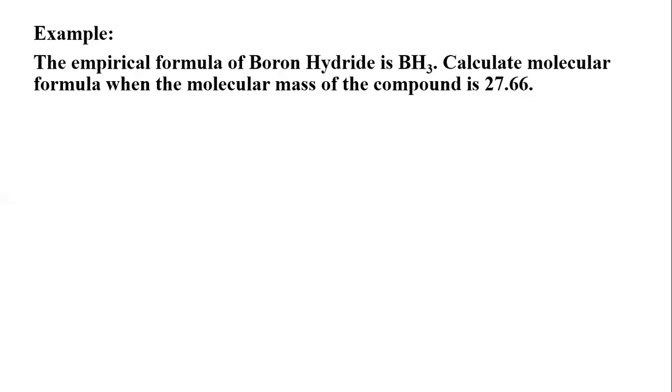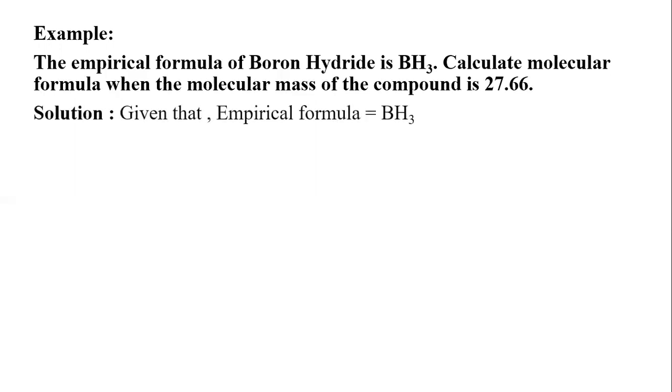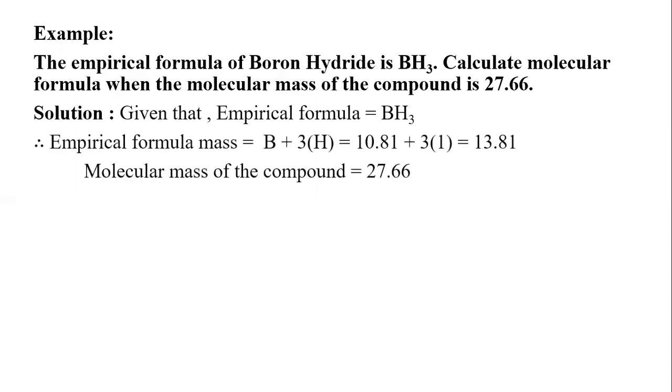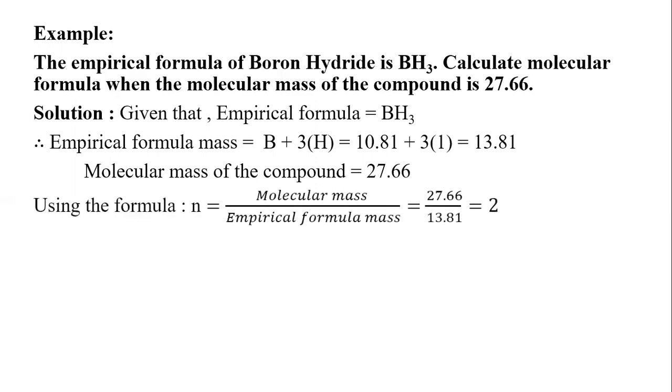Second example: the empirical formula of boron hydride is BH3. Calculate the molecular formula when the molecular mass of the compound is 27.66. It's given that the empirical formula equals BH3. With the help of the empirical formula, we can calculate the empirical formula mass, and the molecular mass of the compound is given as 27.66. Using the formula n equals molecular mass divided by the empirical formula mass, we will get n equals 2.